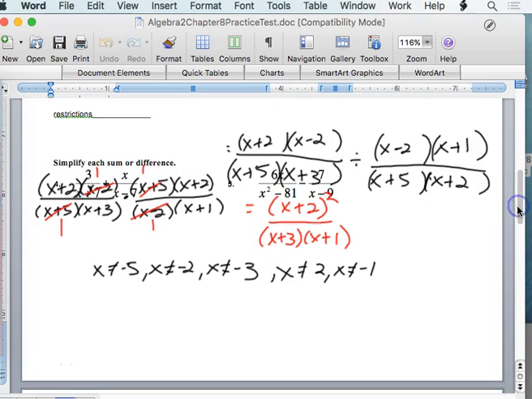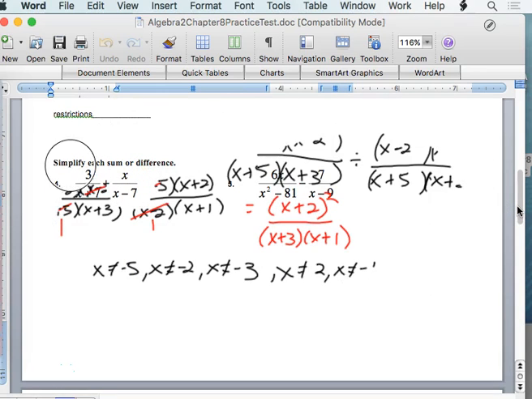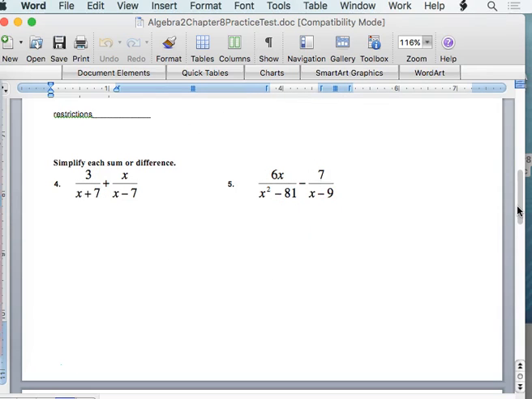Alrighty, now we switch gears from multiplying and dividing, which is easier than adding and subtracting. So now we're adding and subtracting. Now why is it easier? What do you need with adding and subtracting that you don't need with multiplying and dividing? Common denominator. So look at our two little fractions there, 3 over x plus 7 plus x over x minus 7. What's the LCD?